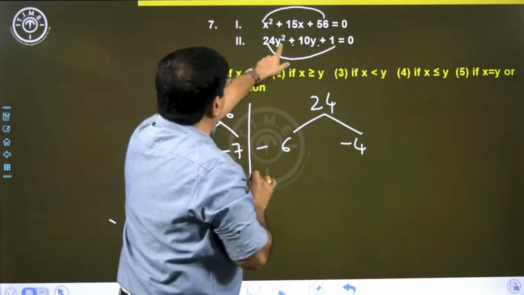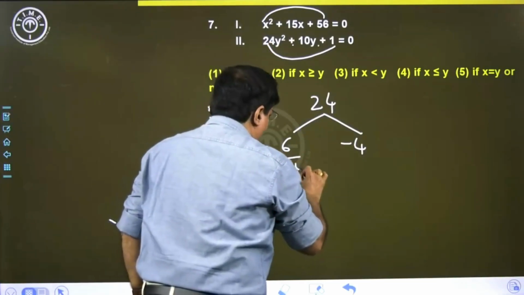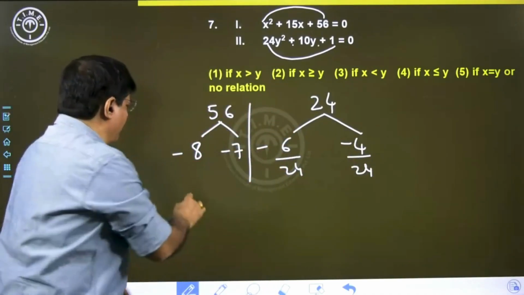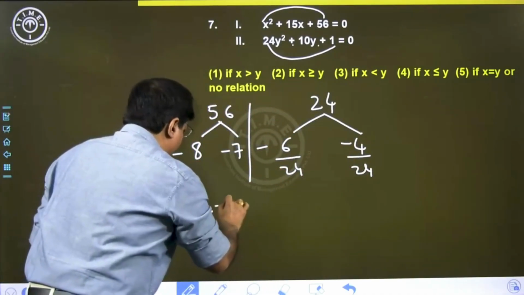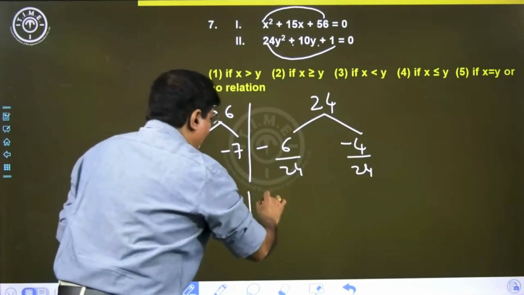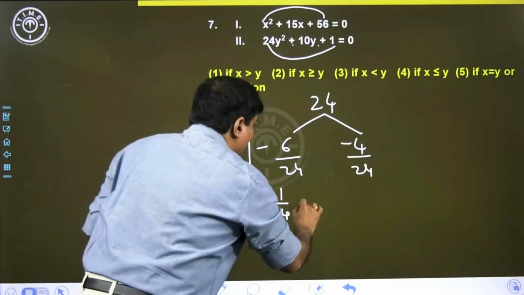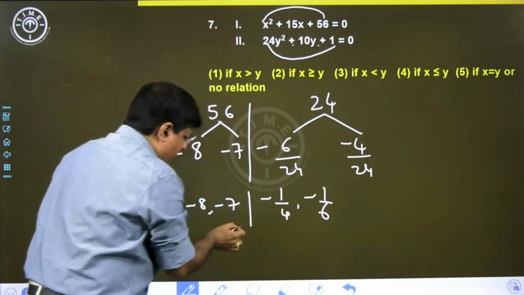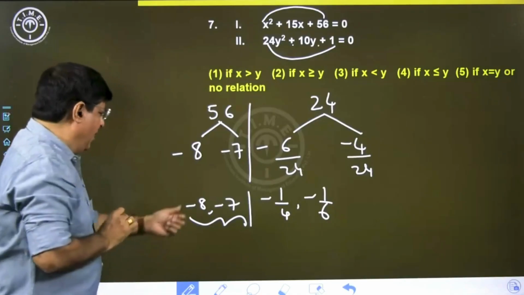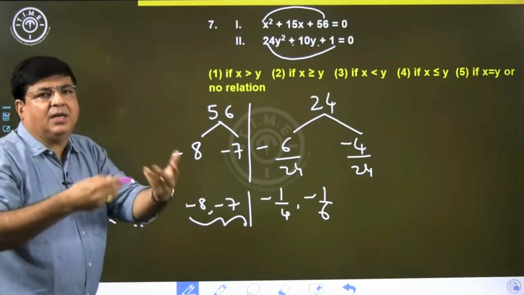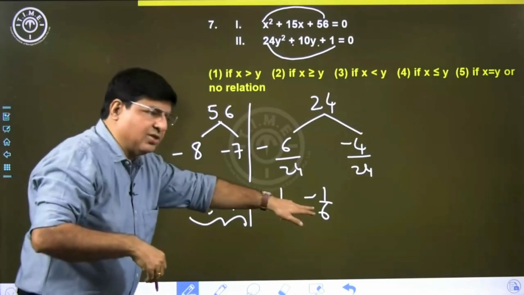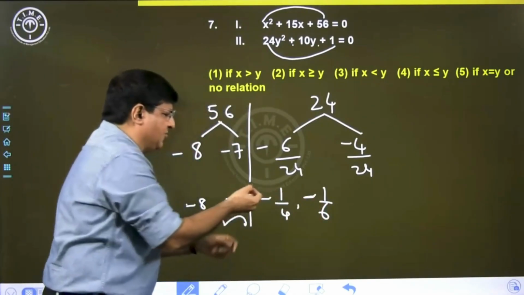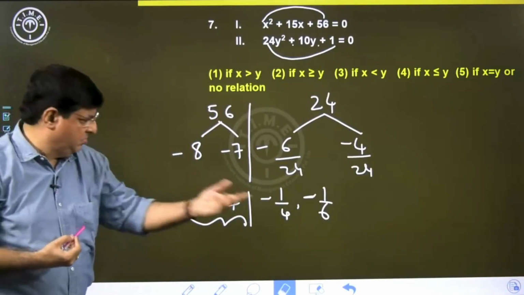What is the coefficient of y square? 24. Divide by 24 and divide by 24. So these are very small numbers. So you can say minus 8, minus 7. Compare with minus 1 by 4 and minus 1 by 6. Obviously this part, minus 8, minus 7, you have got a negative sign. Bigger the number, smaller will be in comparison to this. Minus 1 by 4, minus 1 by 6 are numbers which are less than 1.